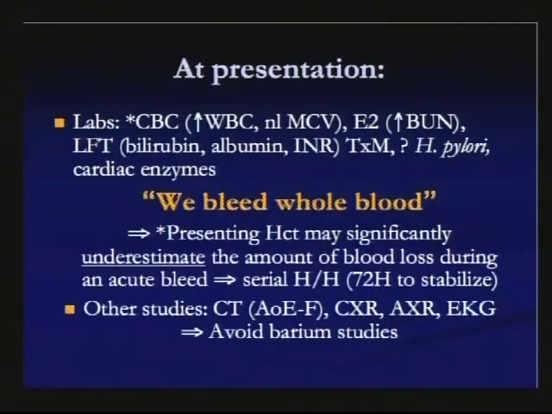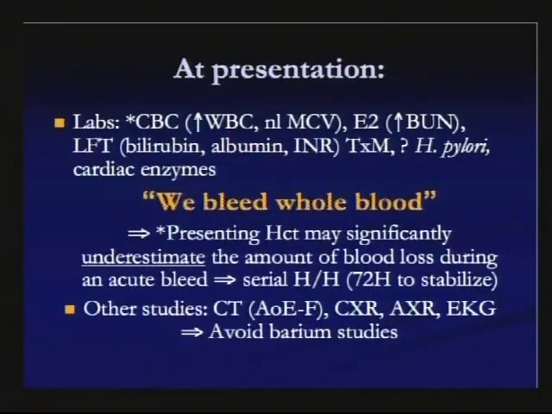Type and cross. For H. pylori, you can keep a tube just for later, in case he has a duodenal ulcer related to H. pylori. If patients are complaining of chest pain, obtain cardiac enzymes. And remember, we bleed whole blood. So even if you have a normal blood count and you're convinced that the patient is bleeding, the patient is bleeding. Normal blood count does not rule out a GI bleed. And presenting hematocrit may be significantly underestimating the amount of blood that the patient has lost.